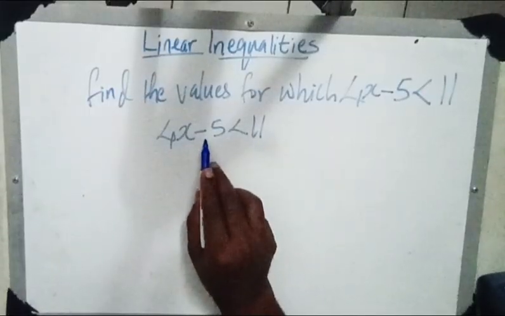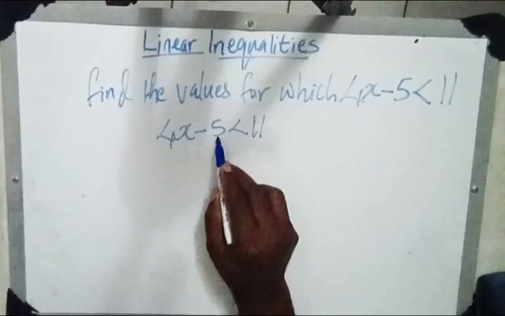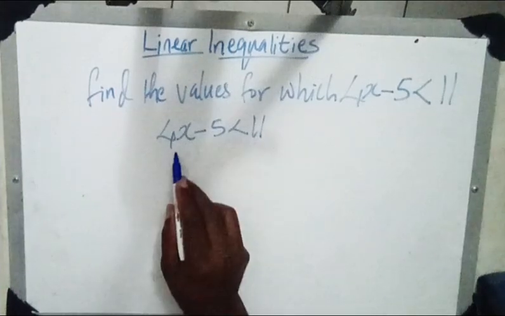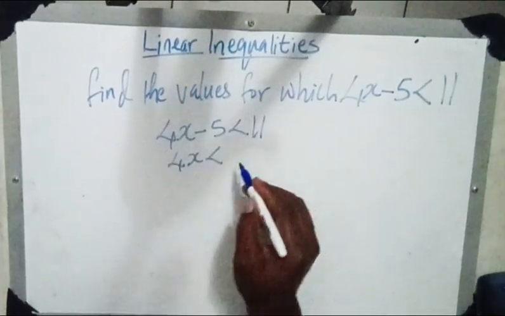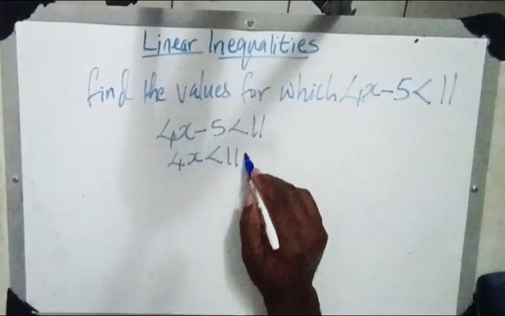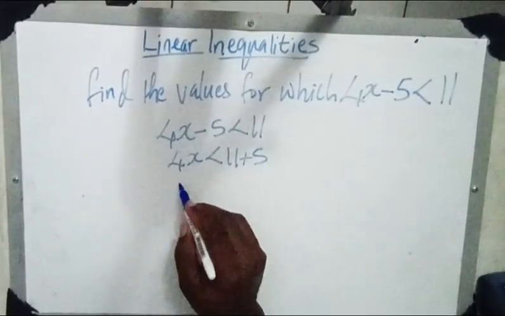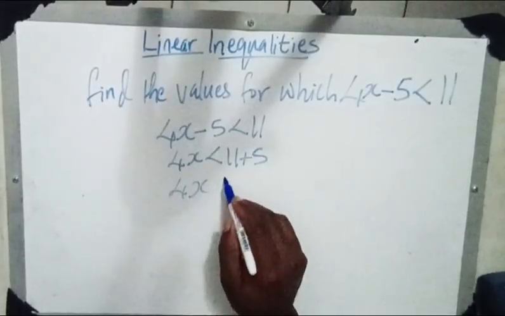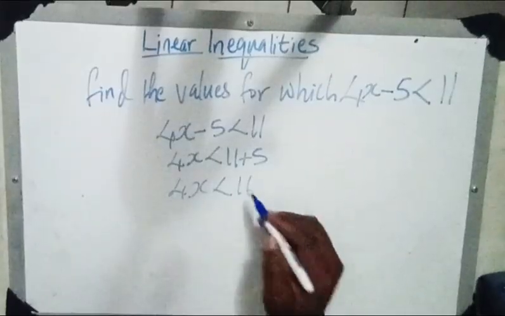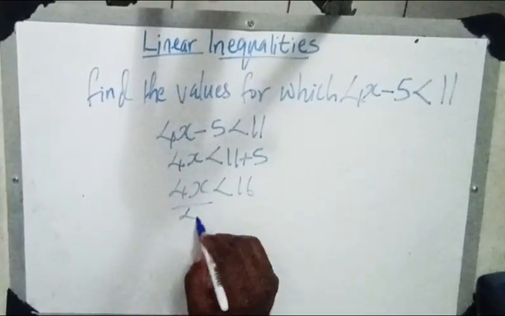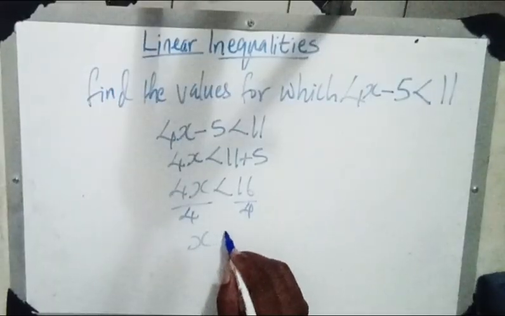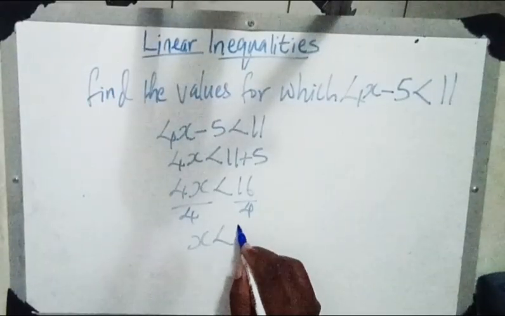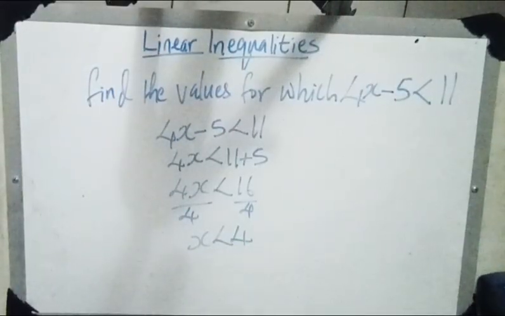Our negative 5 is going to be added to both sides so that it can cancel out the 5, and we'll be left with 4x. So that becomes 4x less than 11 plus 5, and that gives us 4x less than 16. We divide both sides by 4, and our answer is x less than 4. It is as simple as that.